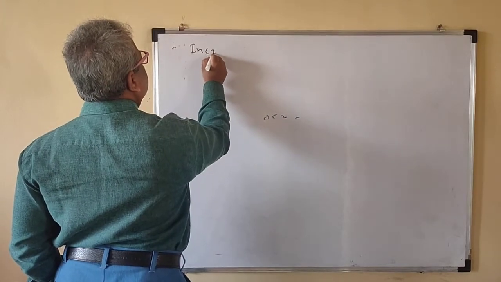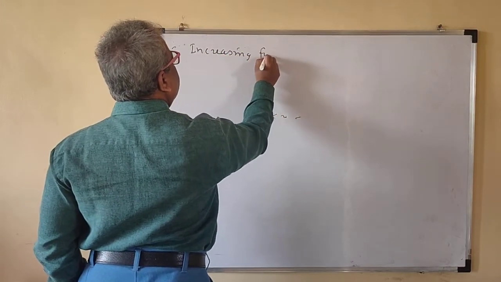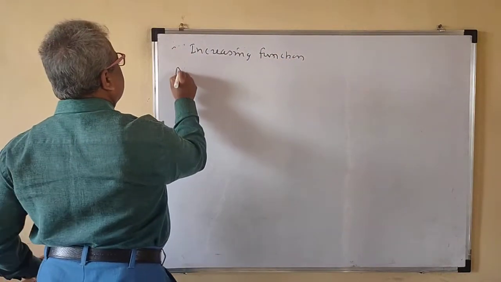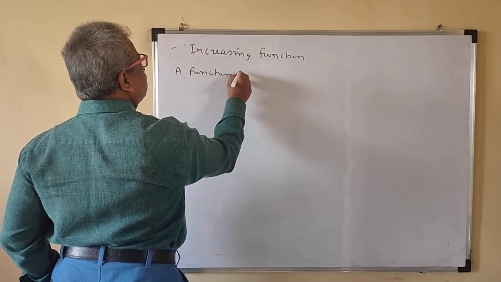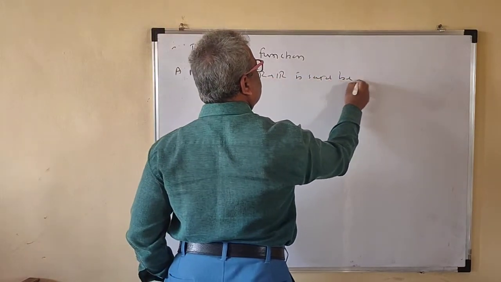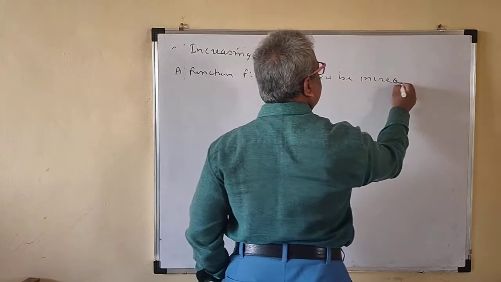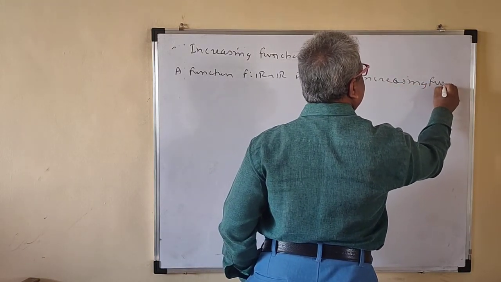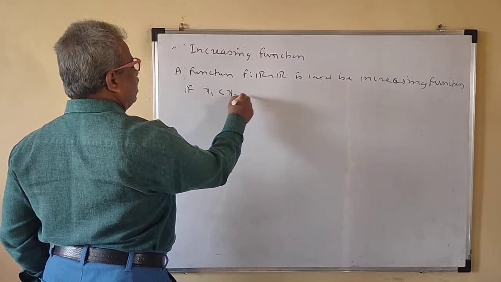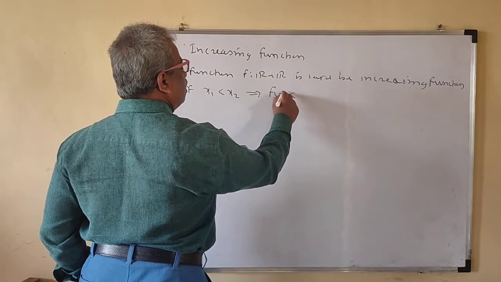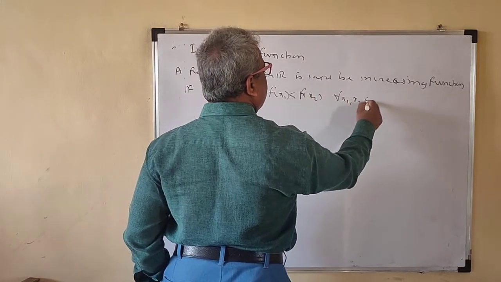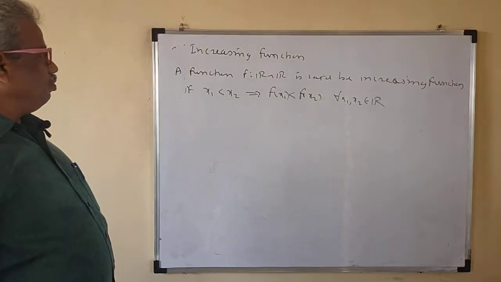Increasing function. A function f from R to R is said to be an increasing function if x1 less than x2 implies that f of x1 less than f of x2, for all x1, x2 belonging to R.